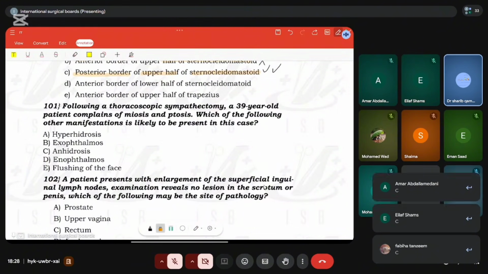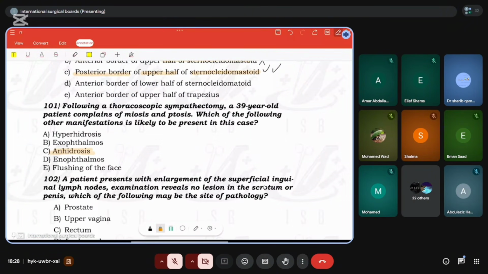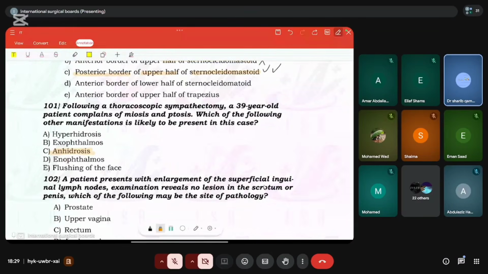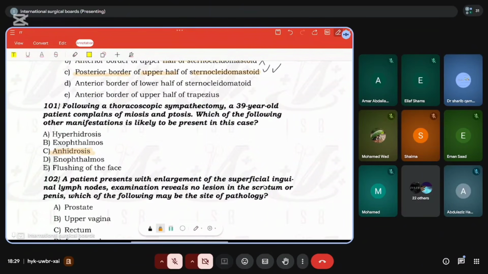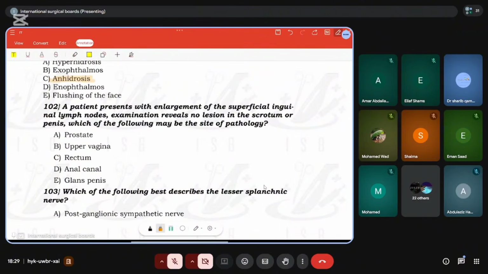Yes, anhidrosis is there. Enophthalmos is there, but they call it apparent enophthalmos. It's not really enophthalmos, okay? Because the eyelid droops a little bit, you feel like the eye is sunken, but it is not really sunken. So it's not true enophthalmos. So the answer is C. Okay, easy. Let's see the next one.